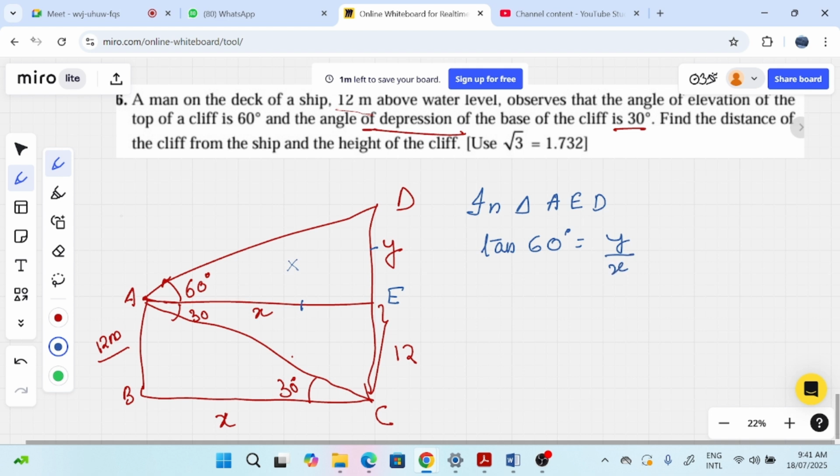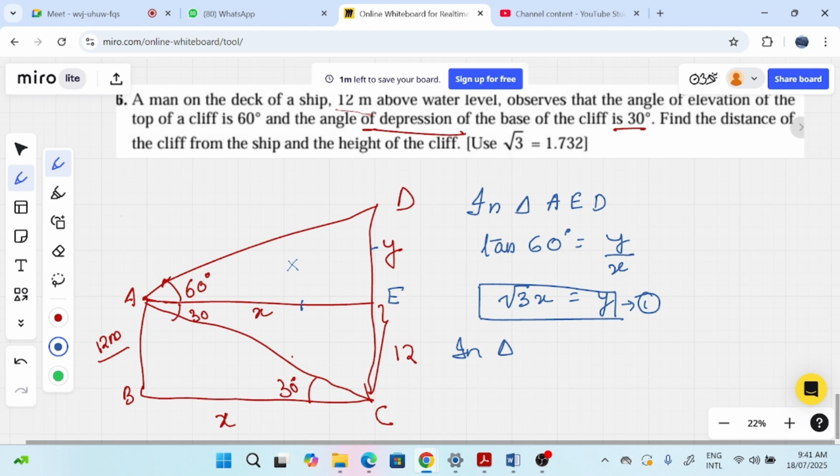How much is tan 60? Root 3. Root 3x equal to y. We got that value. Fine. We will make it as our first equation. Then we will go to the next triangle. Atishay, which is the next triangle?